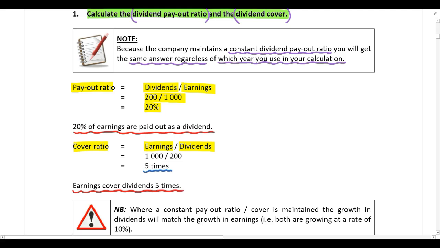Please note, guys, the payout ratio and the cover ratio are just the inverse of each other. So we can calculate the payout ratio by saying 1 divided by 5, or we can calculate the cover ratio by saying 1 divided by 20%.